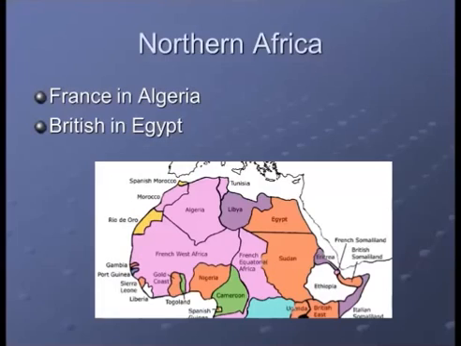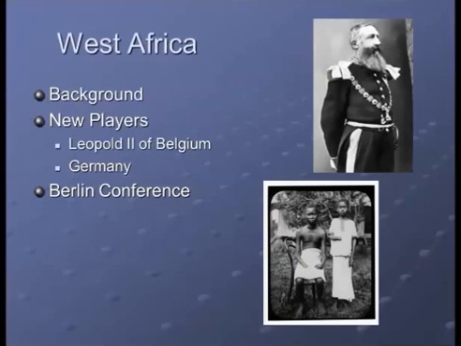The idea of the British was to have a colony all the way from Cairo in Egypt to the Cape in South Africa. So they called it the Cairo to Cape plan. In West Africa, the old colonies were slave trading settlements, and they belonged to the Portuguese and to the British. And from these, particularly the British, started expanding to the interior.